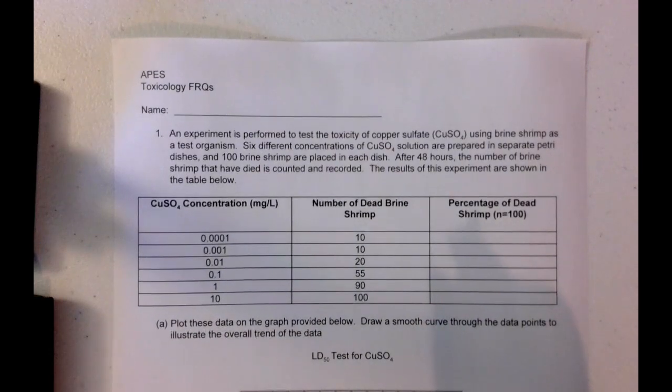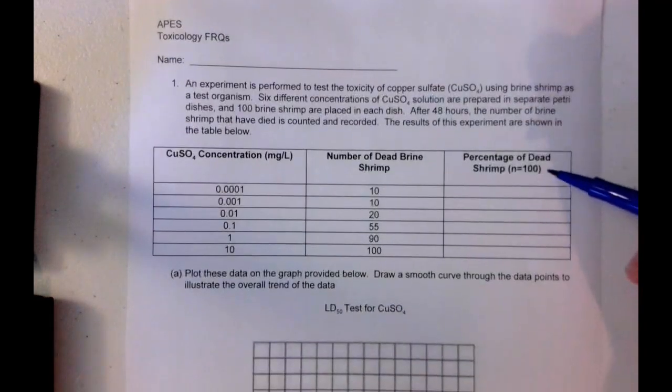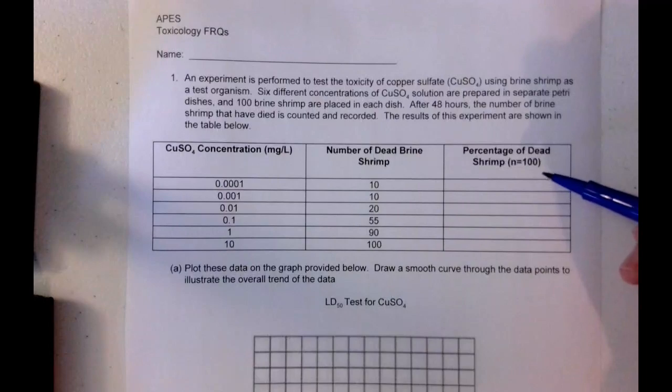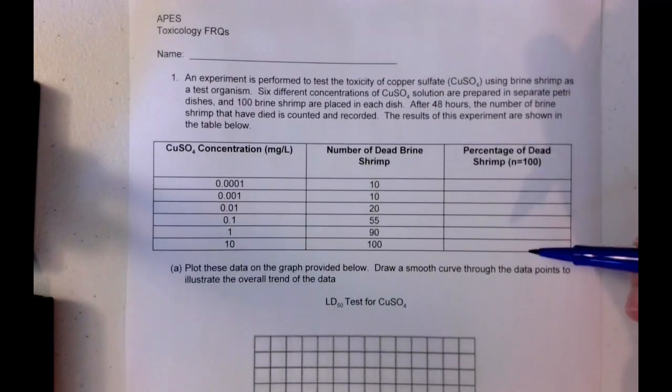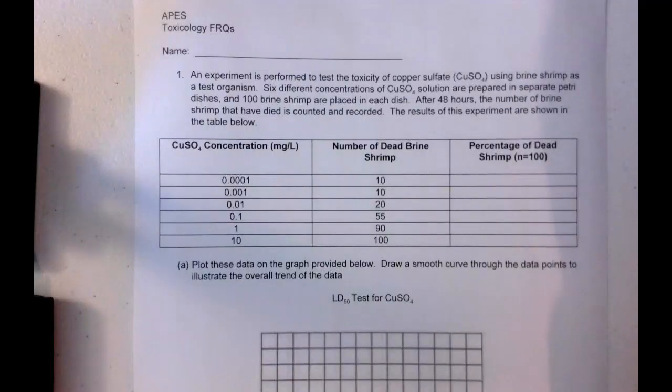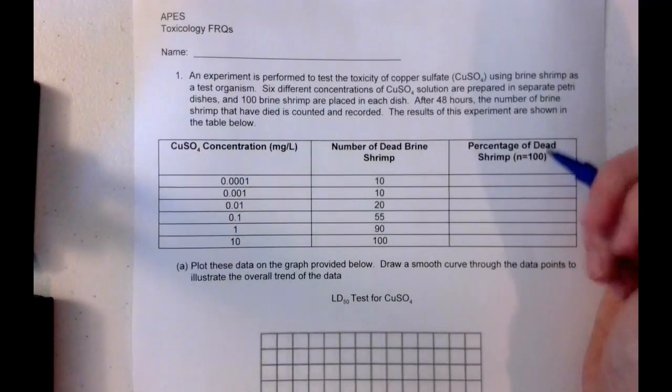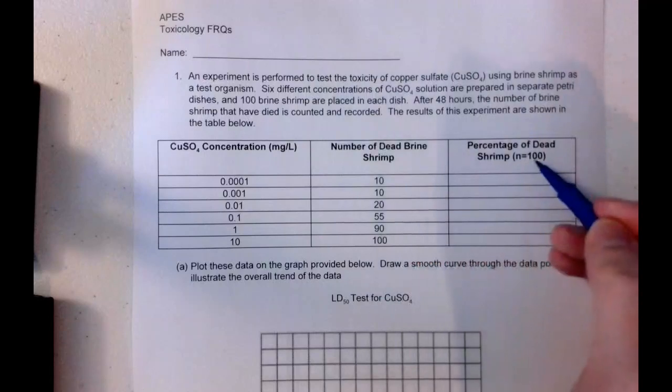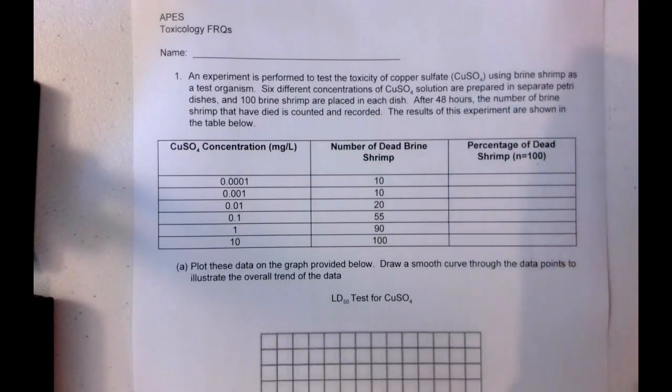All right, so the first thing that you probably want to do is determine the percentage of dead shrimp, because this is going to go on your y-axis and the concentration on your x-axis. To get the percentage of dead shrimp, you're going to take the number of dead brine shrimp, divide it by the total number, which is 100, and then multiply it by 100.